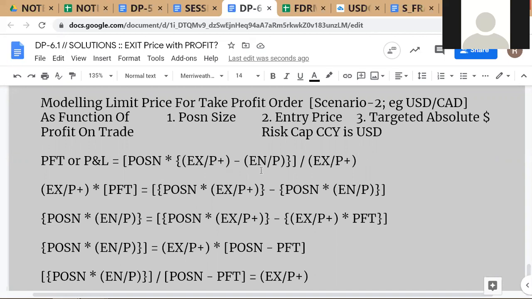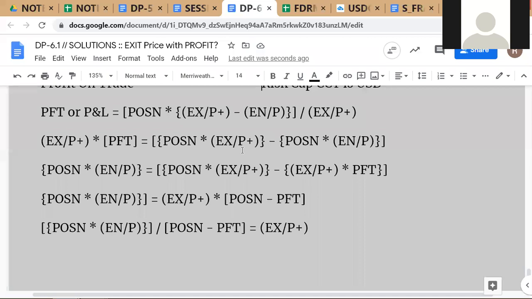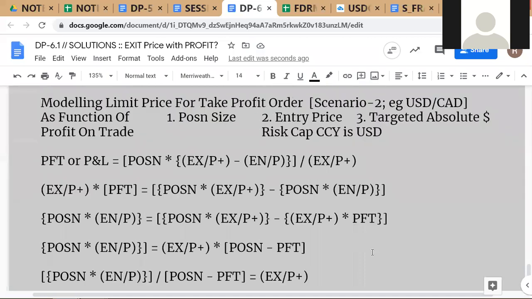So therefore this all is P plus. So we do this. From here you can follow these calculations. Eventually, I'm not going to go through this. If there's any mistake here, you can tell me.